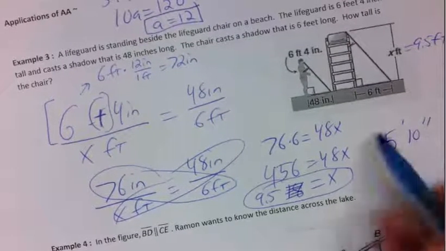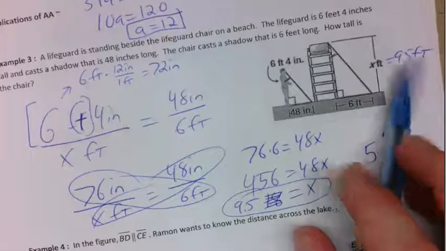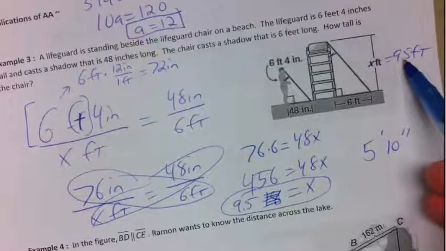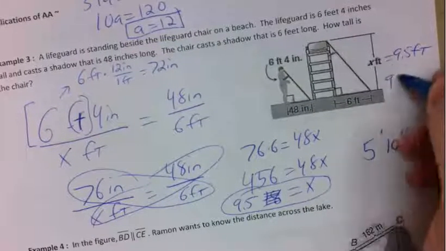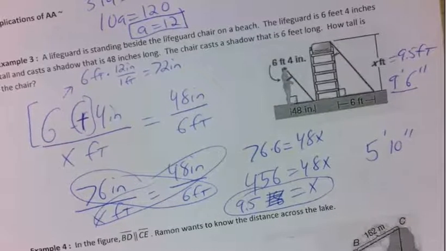Okay. 0.5 you could do. That's not so bad if you want to figure out how many inches 0.5 is. Right? 0.5 is half of a foot. Well, half of a foot we know is 6 inches. So 9 feet 6 inches would take care of the ladder.